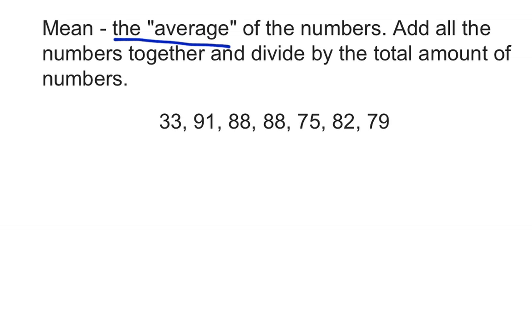So if these were our test scores, this is exactly what I do when I look at your tests. I take all of your scores and add them together. I'm just going to put a plus between all of these because that's what I'm doing. I'm taking 33 plus 91 plus 88 plus 88 plus 75 plus 82 plus 79, and when I add those together, I get 536. And yes, I did use a calculator for that.